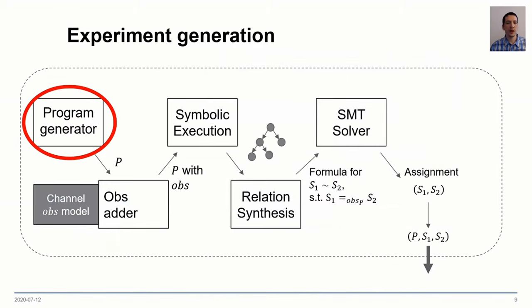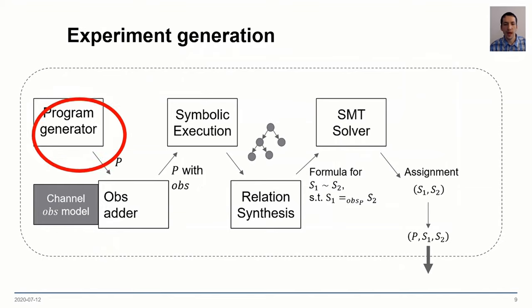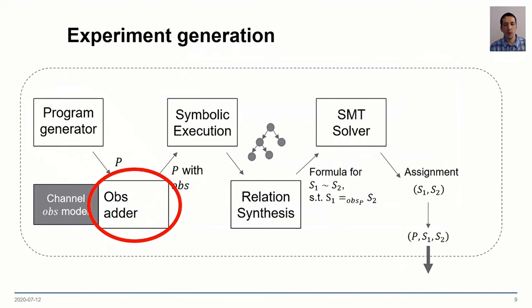First, we need to generate a test program. For this, CAV supports the specification of program templates that are randomly instantiated. One of the templates we implemented produces the example program we looked at before. In the second step, we use the observation model to augment the program P with the attacker observations. Also here, we may use the observation model from before, where all memory operations produce observations using their accessed addresses.